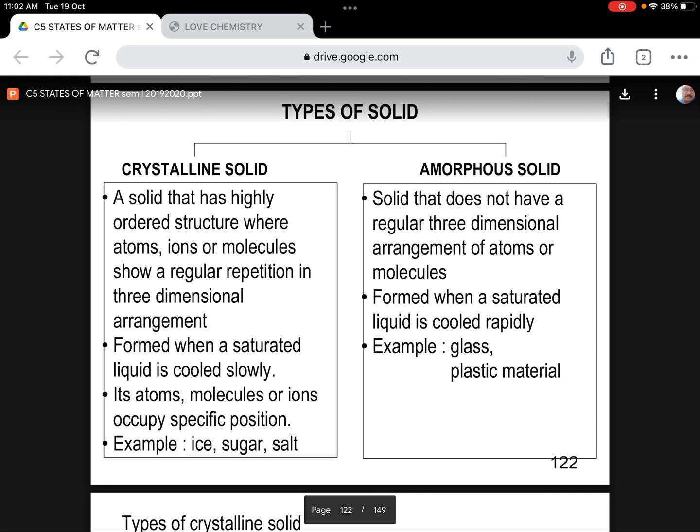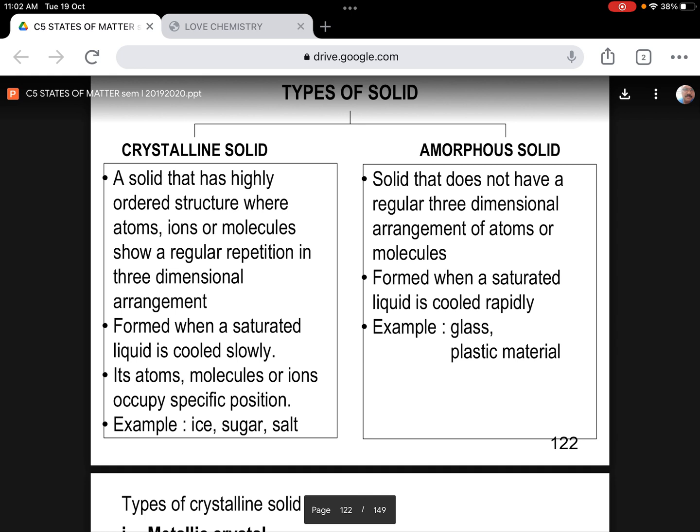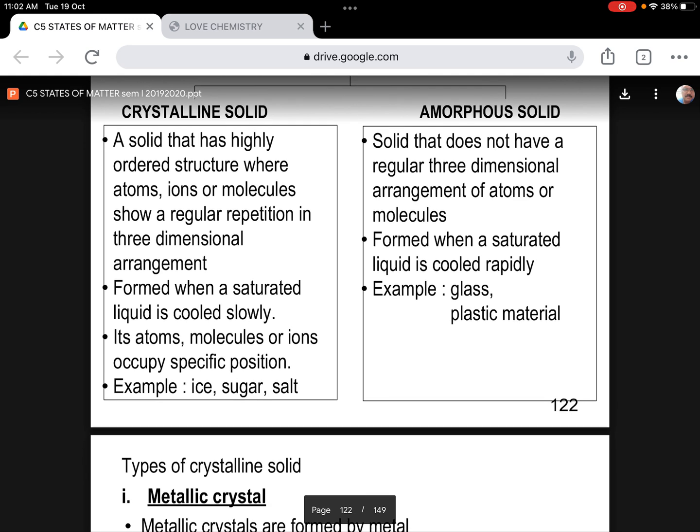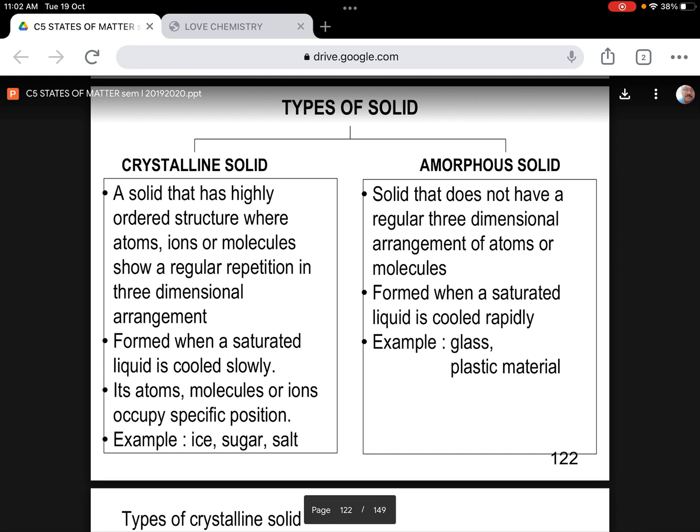Crystalline solid is a solid that has a highly ordered structure where atoms, molecules, or ions show a regular repetition in a three-dimensional arrangement, while amorphous solid does not have a regular three-dimensional arrangement of atoms or molecules. Crystalline solid forms when a saturated liquid is cooled slowly, while amorphous solid forms when a saturated liquid is cooled rapidly. In crystalline solid, atoms, molecules, or ions occupy specific positions. Examples are ice, sugar, salt. While in amorphous solid, the examples are glass and plastic materials.